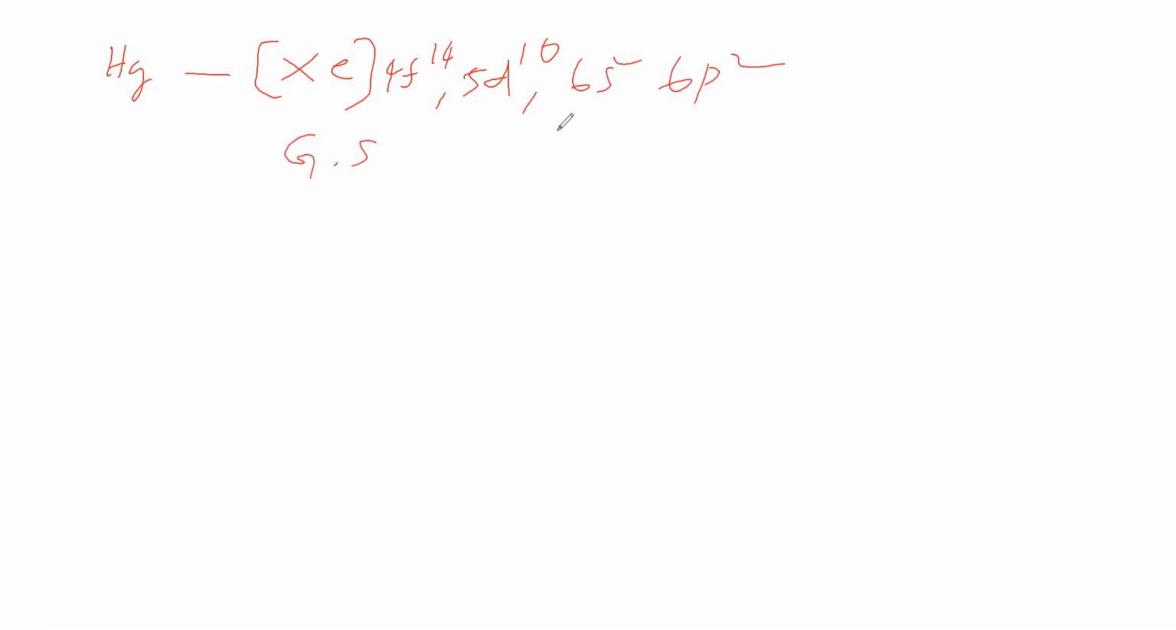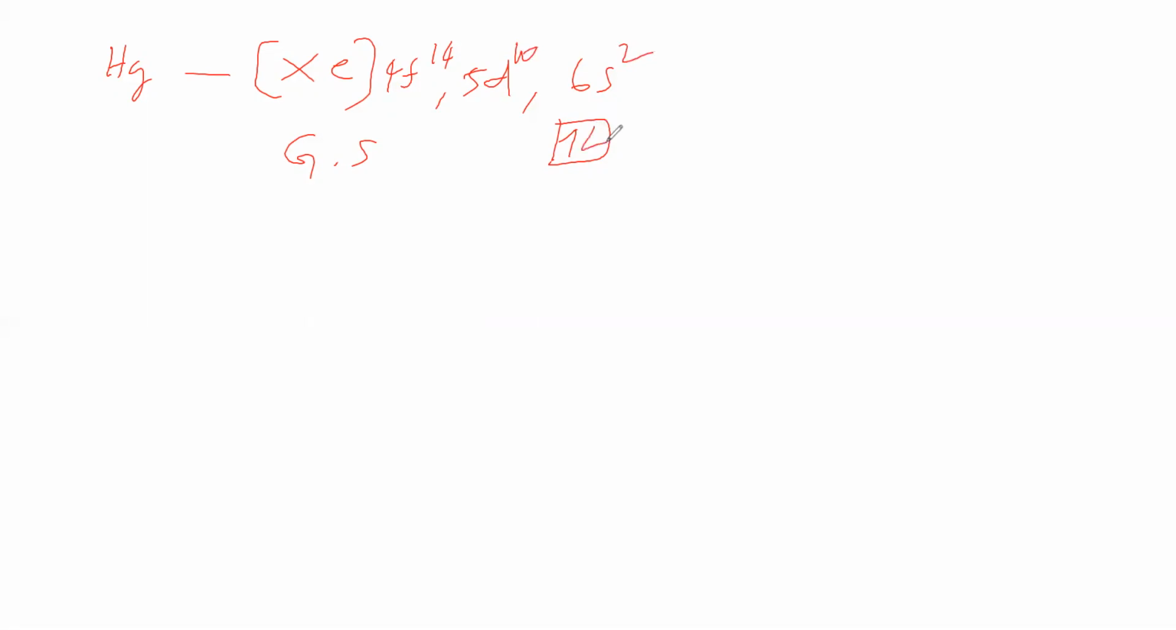In the ground state configuration, 6s has 2 electrons. Sorry, here we made a mistake. 6p will not be there, only 6s2. 5d is 10, and 6s is 2.